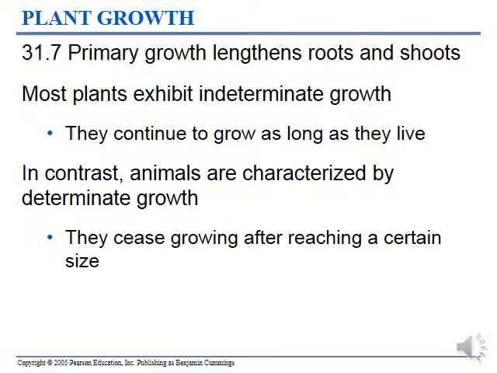Primary growth lengthens the roots and the shoots. It makes the plant taller and makes the roots go deeper. Most plants exhibit something called indeterminate growth, and that means they continue to grow and grow as long as they live. That is unlike animals or humans. We grow to a certain size and we stop, and that is called determinate growth. We don't get bigger and bigger forever.